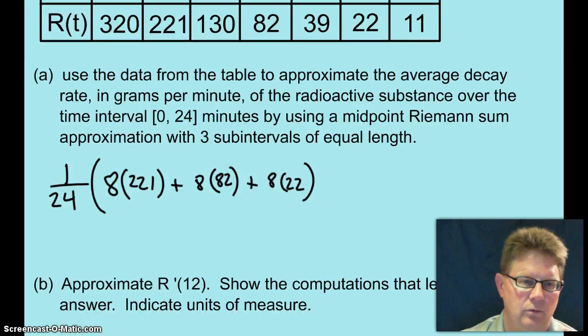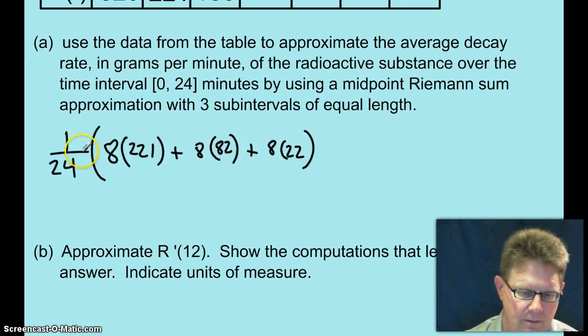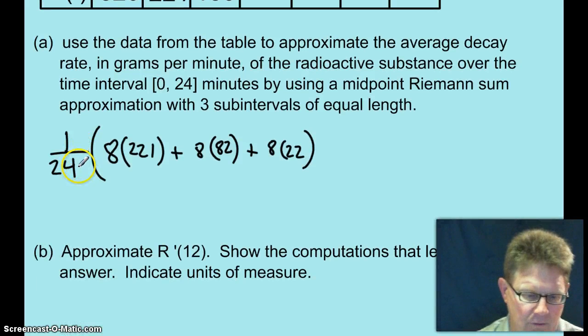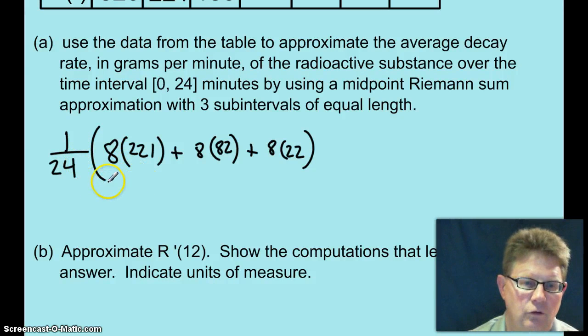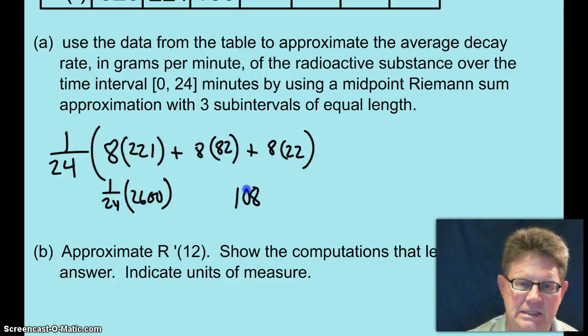Down a little bit more. Let's see here. Add those all up and you get 2600. So 1/24 of 2600. The average value is 108 and 1/3 grams per minute.